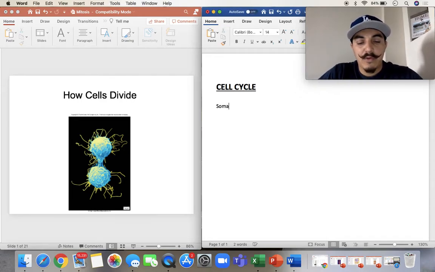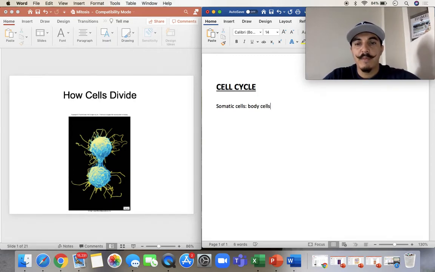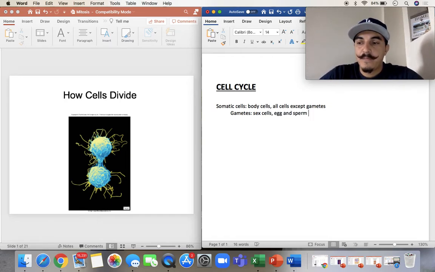So we have what are called somatic cells, and those are our body cells. Soma means body, so all our body cells are somatic cells. That means body cells, all cells except gametes. What are the gametes? The sex cells. So we're going to talk about how all these cells are going to grow and reproduce.